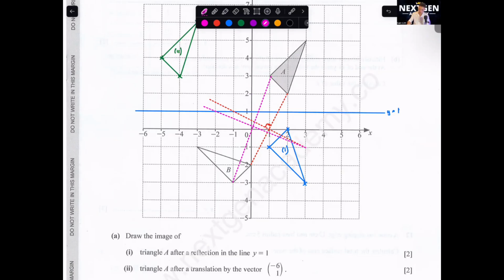Can we use tracing paper? Yes. Why I'm not explaining using tracing paper? Because I cannot explain it over here. So if you use the tracing paper method, please go ahead and just use it. So the tracing paper method is one of them. The perpendicular bisector is one of them.